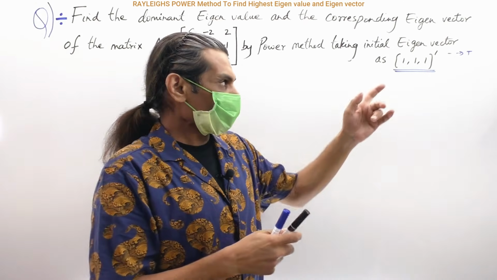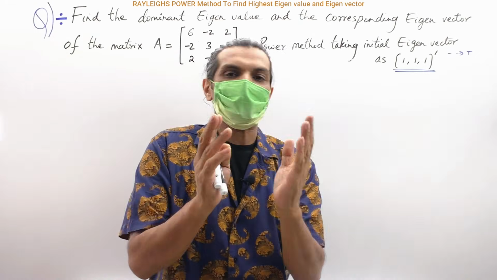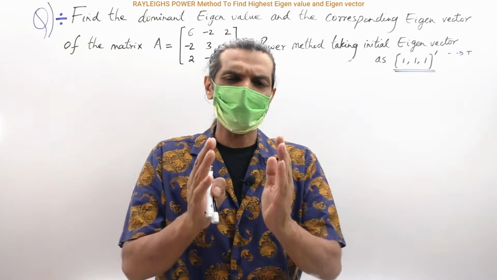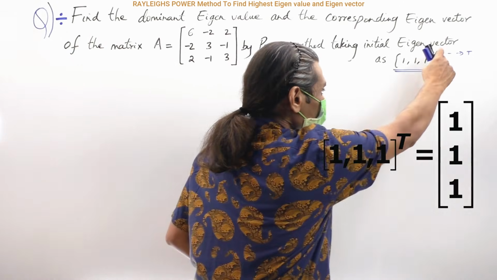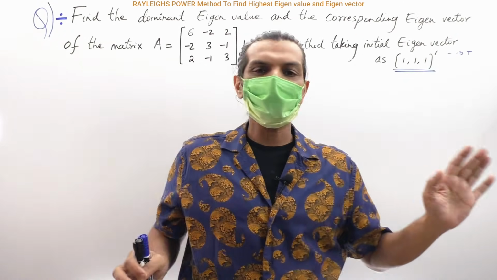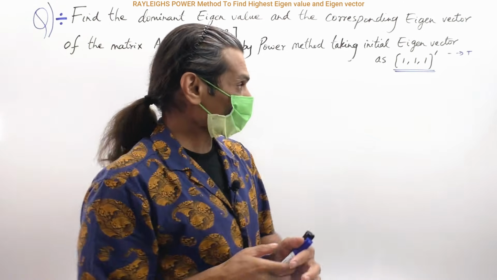Why is it written like this? Because the eigenvector is always a column vector. If I remove this transpose, it will stand up and become a column. So I show it in the problem here. Okay, fine. Now one more thing, listen to me carefully.